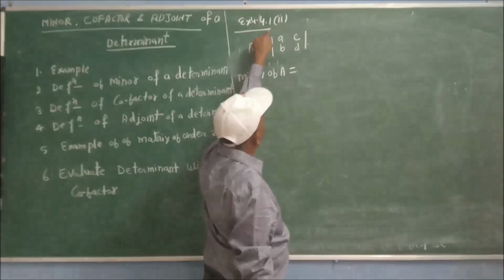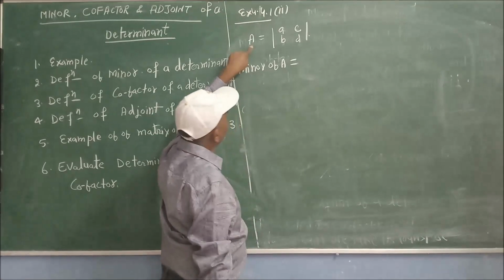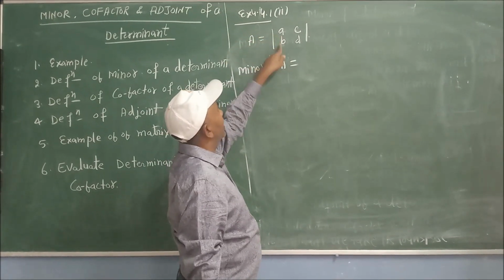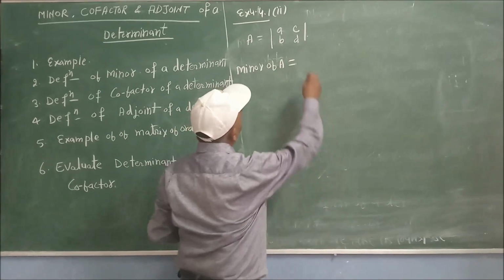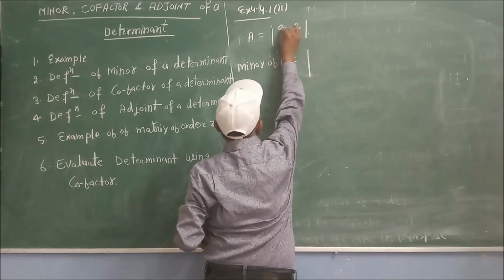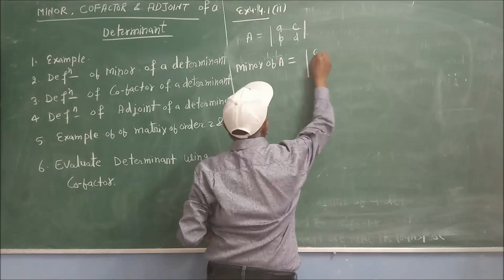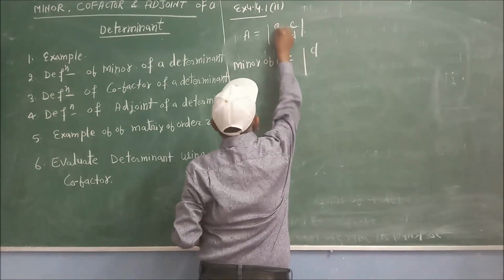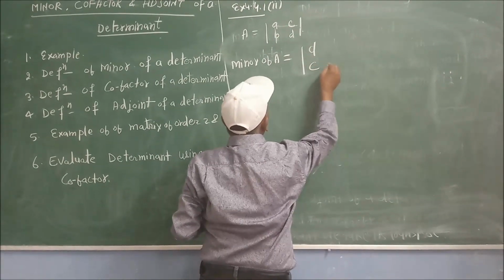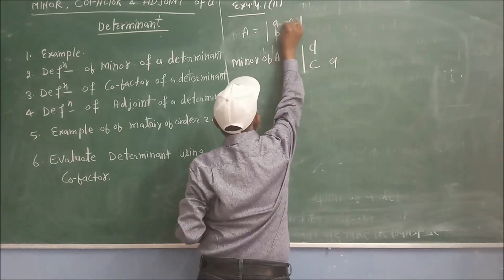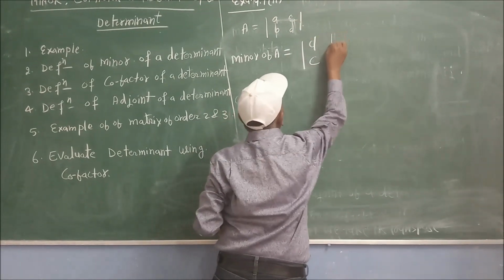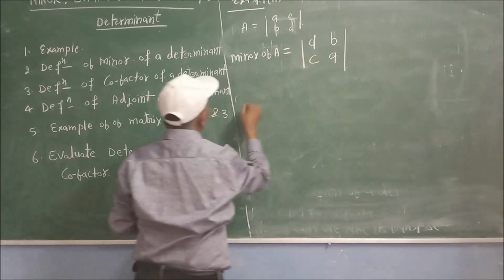Exercise 4.1, question number 1. Here A is a matrix and its elements are A, B, C, D. We are interested to find minor of A. Minor of A means here we have to cancel first row and first column. We will get D. And for B, we will get C. And for D, we will get A. And for C, this will be cancelled, here will be cancelled, so we will get B. So this is your minor of A.